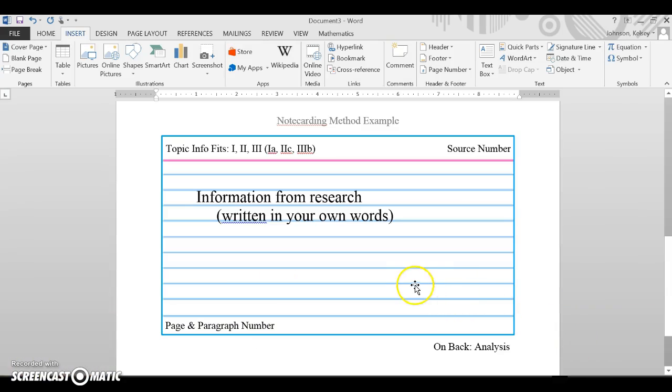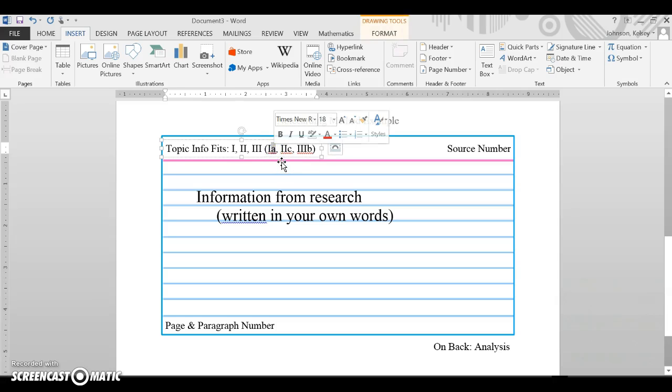So what I did is I created a paper-based format of what a note card would look like in Microsoft Word. So your note cards on the top left-hand side would have the topic it fits into. Does it fit into Roman numeral 1, Roman numeral 2, or Roman numeral 3? And you can go one step more. Does it fit into Roman numeral 1, subpoint A or B or C? Does it fit into Roman numeral 2, point A, B, or C? Or Roman numeral 3, point A, B, and C? This is just an example of what it would look like.